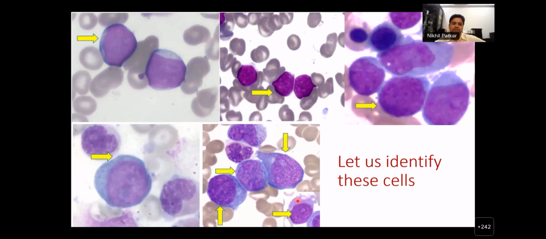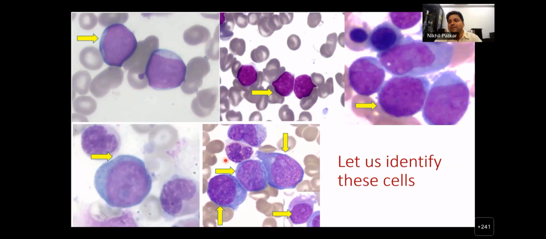Let me ask you a question. If this rod-like structure, the Auer rod, is not there, why is this cell different from this cell? We can appreciate prominent nucleoli in the cell in the inset. I can appreciate two nucleoli, in fact three in this. It depends on size. They're both large in size. They've both got abundant cytoplasm. The cytoplasm is basophilic.